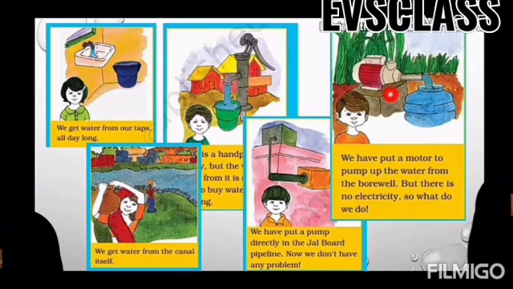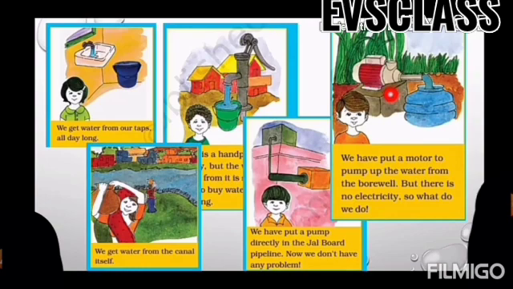Okay, students? What we are seeing are different situations. One person gets water from a hand pump, and it's salty. One person gets water from a canal. Another child gets water from taps, which is available all day long. And another one puts a pump directly in the Jal Board pipeline, so he doesn't have any problems.